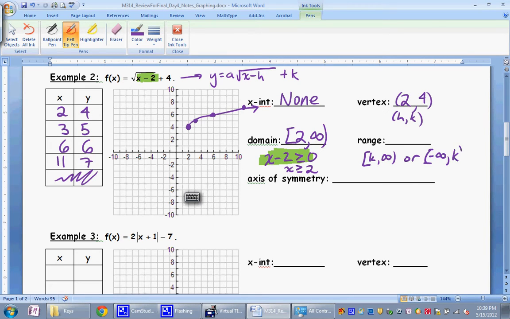And really what we depend on here is whether the a value at the beginning of the problem is positive or negative. In this case it's positive. We have a positive 1 again. So it's going to be from 4 to infinity. And that makes sense because if you look at the graph, the lowest y-coordinate you ever hit is 4, and it only gets taller from there. The y values only go up from there, so our range is from 4 to infinity, and there's no axis of symmetry. Let's move on to example number 3.